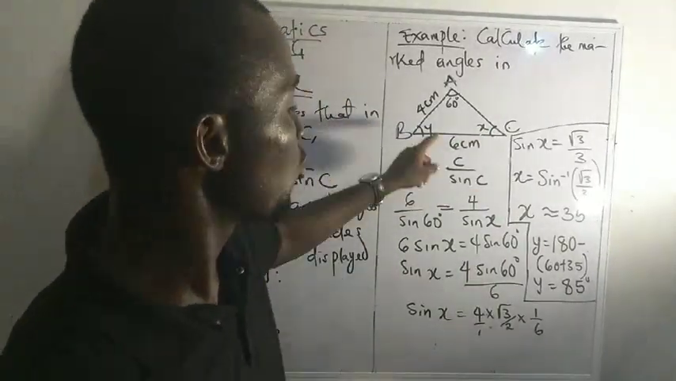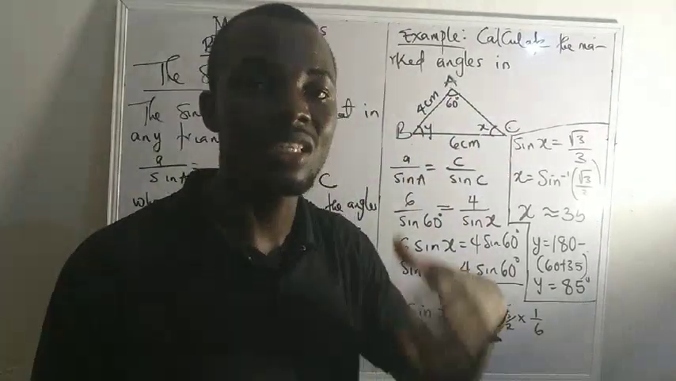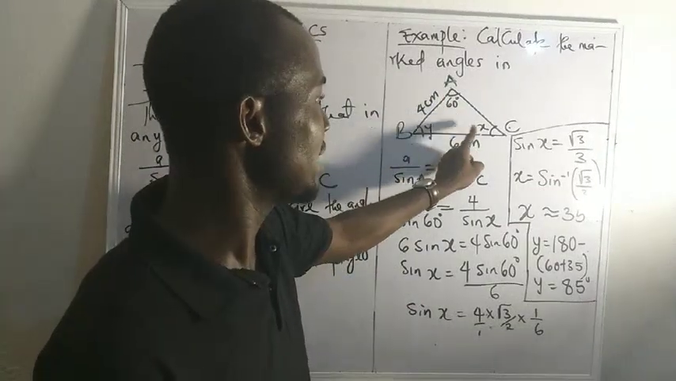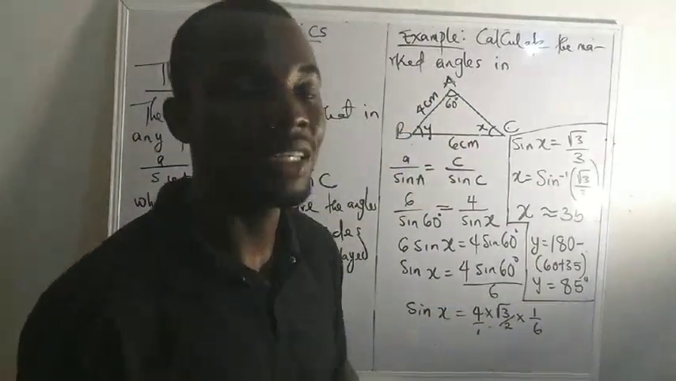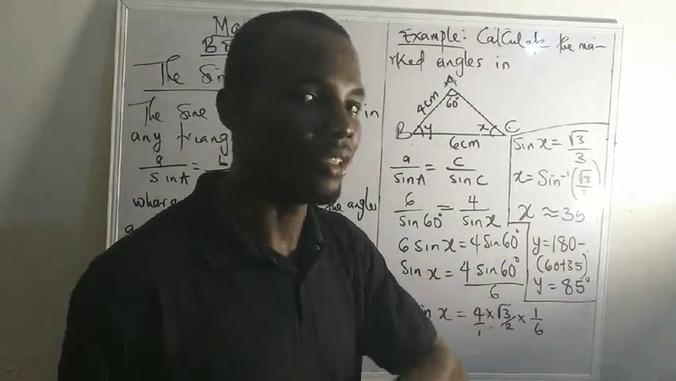We are left with y. How do we get our y? The sum of angles in a triangle is 180 degrees. It means you add this 60 and 35 together, take it away from 180, and the angle left will be 85 degrees. So that is done.